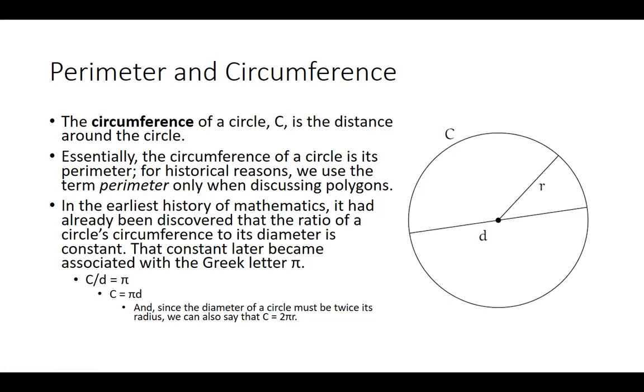In the earliest history of mathematics, it had already been discovered that the ratio of a circle's circumference to its diameter is constant. That constant later became associated with the Greek letter pi. So the ratio of a circumference to a diameter always gives us pi. If we multiply both sides by the diameter, we get circumference equals pi times the diameter.